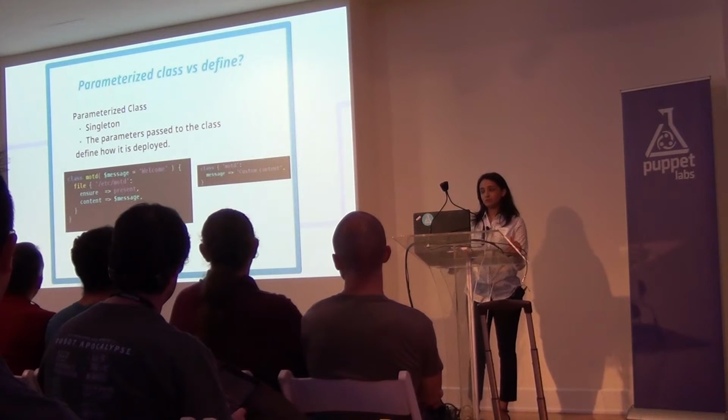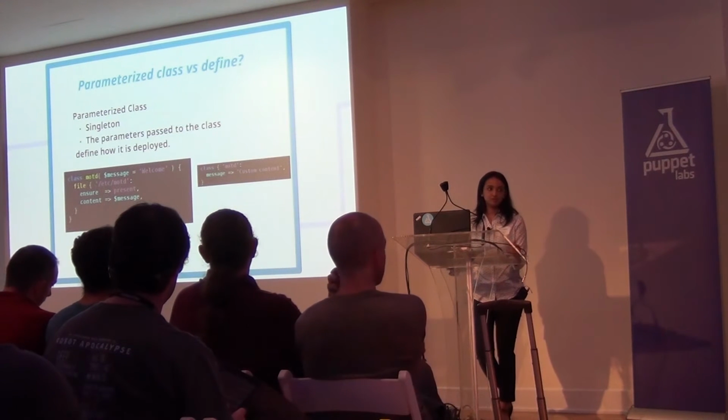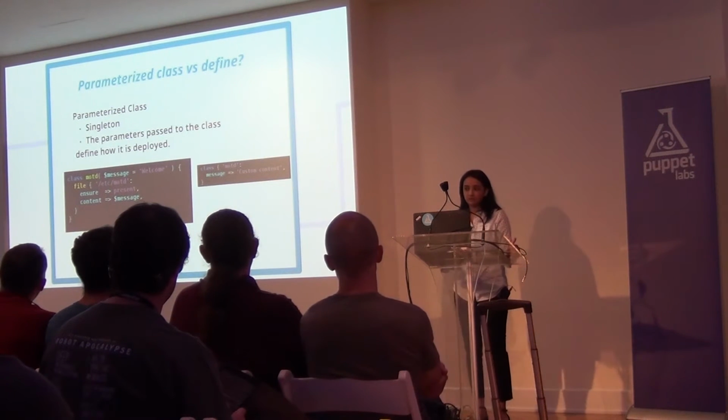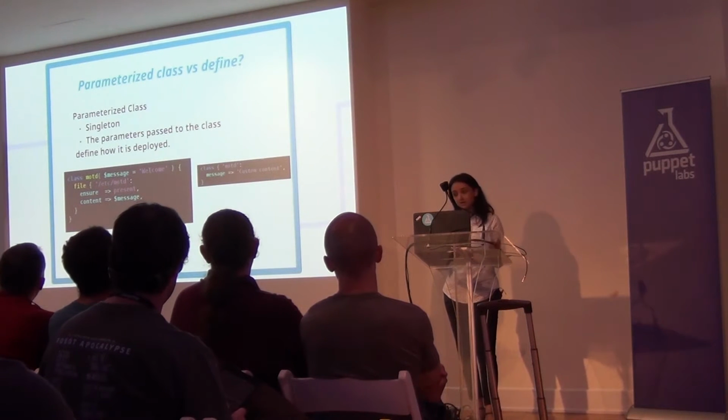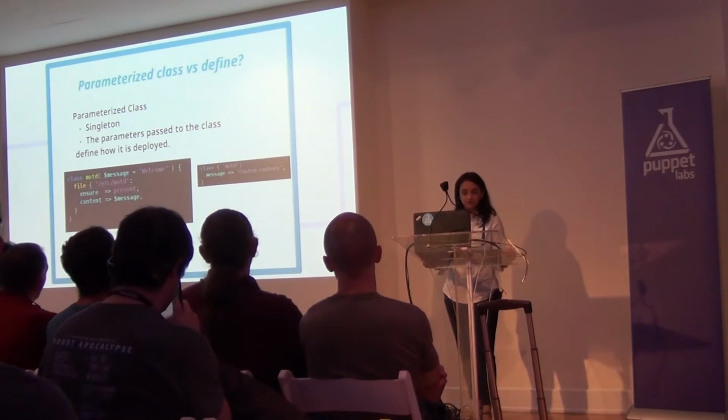Next, if you're accepting parameters from a user, you need to choose between using a parameterized class or a defined type. How do you choose between both of these? A parameterized class, as classes in Puppet are singleton, you can only have one declaration of them in your node definition.